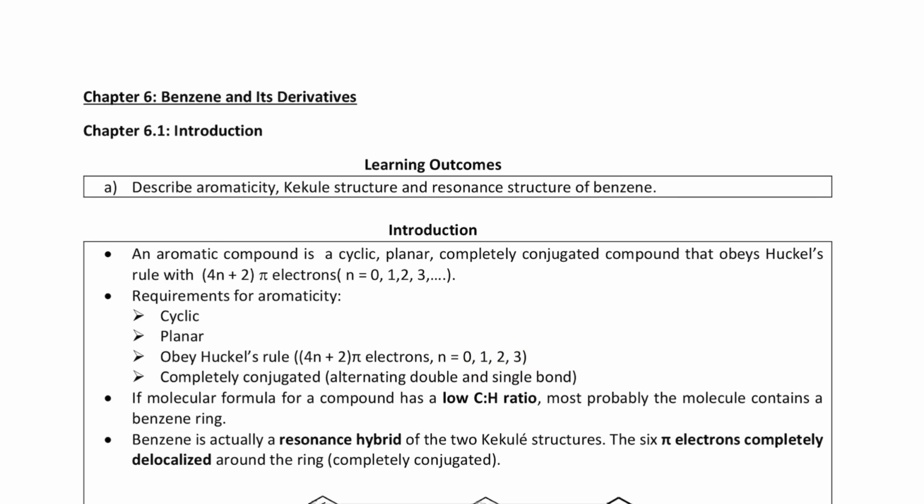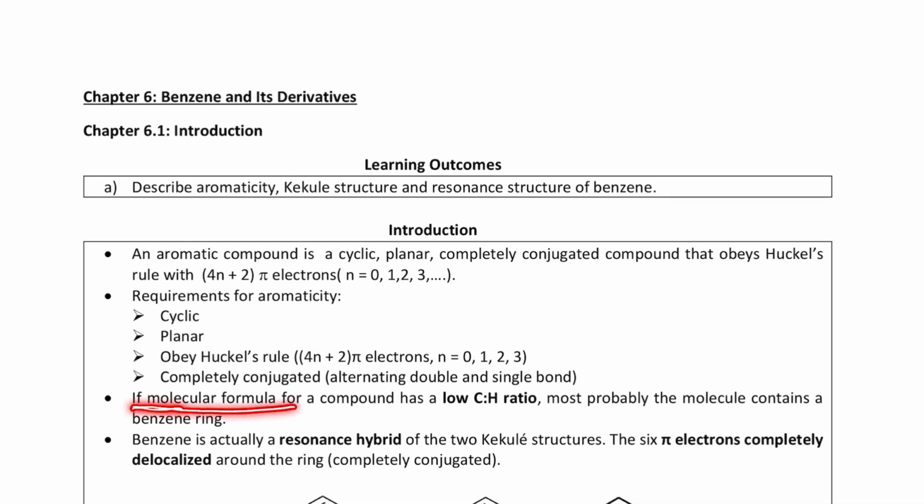Okay, so completely conjugated. Completely conjugated means alternating double and single bond. Okay, maksudnya ada double bond, single bond, double bond, single bond, double bond, single bond. That is completely conjugated. So kalau obey ke empat-empat requirement ni, that mean that compound is an aromatic compound lah. Okay, so next kita baca lagi.